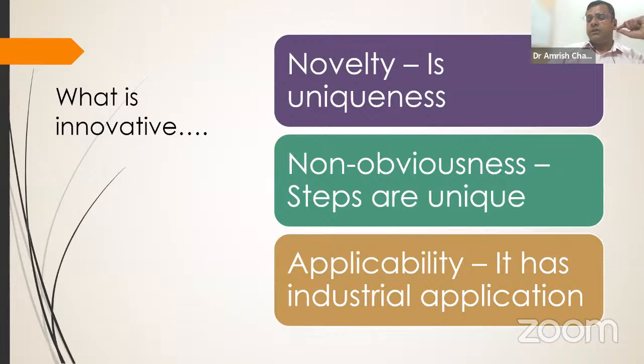Okay. Now, this is not a very difficult thing to achieve. You have to do an exhaustive literature survey, see what components other people have used, and leave out those components and use some other components in your formulation. Okay. The second thing is more difficult to achieve, which is called non-obvious.